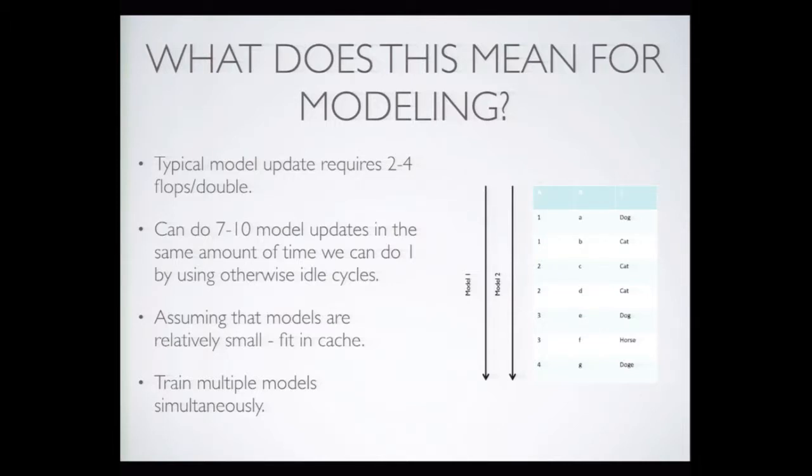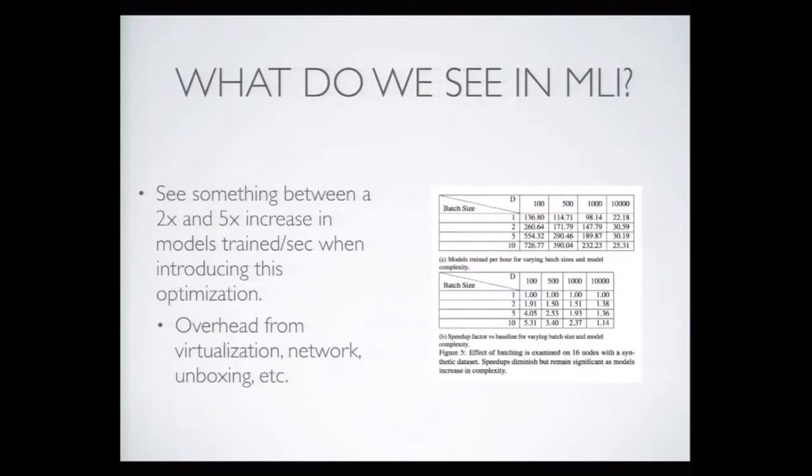And so what do we see when we actually implement this in MLI? Well, if we do it sort of the naive way, we see something between a 2 and 5x increase in models trained per second. That is, for every data point we read in, we just update, say, anywhere from 1 to 10 models in parallel. And so 2 to 5x doesn't quite get us to the 7 to 10x that we would have hoped to see theoretically. And a lot of this comes from the sort of typical JVM stuff, the unboxing, there's of course some network overhead and so on in there. But we basically see something like a 2 to 5x speedup for, again, models that are sufficiently small.